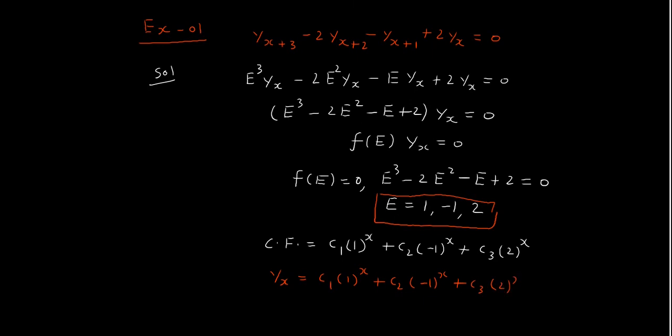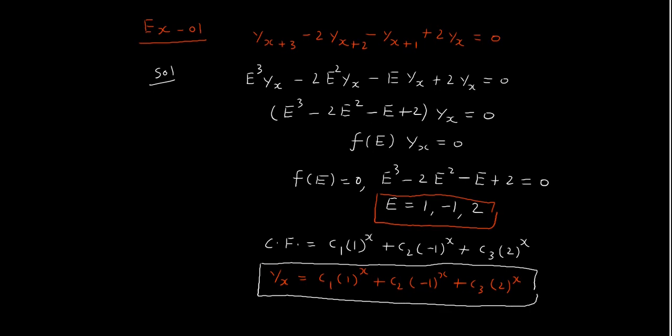So this one is what? This one is a solution of this difference equation as well as the complementary function of this difference equation. Since this one is a homogeneous equation, this is also the solution of the given difference equation. So this is the situation if roots are real and distinct.